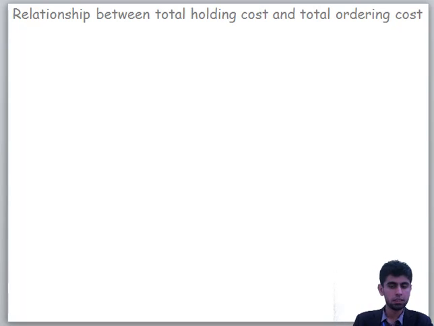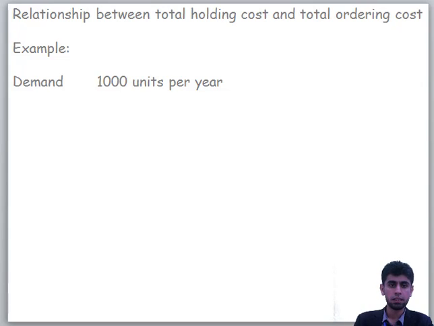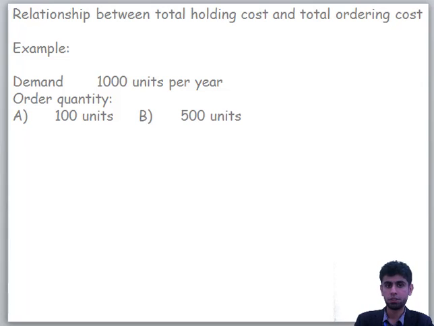Now, we can illustrate this using an example. Let's say a business has a demand of 1000 units per year. A business needs 1000 units per year, and we are given two situations. Either the business can order 100 units every order, or it can order 500 units every order. So we have two situations.